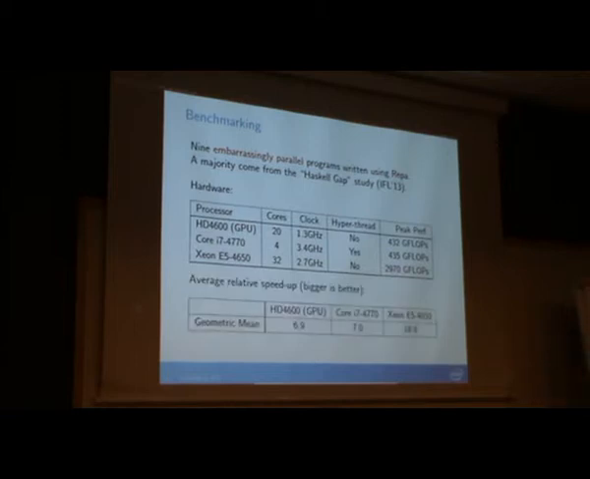So the result is actually pretty encouraging. You can look at the paper for more details. We actually give a fairly detailed analysis in the paper, but here is just a summary. Average relative speed up compared to a single-threaded, single-core program running on Core i7. The average speed up from the GPU is 6.9. On the CPU is 7.0. They're fairly close if you look at peak performance. It's actually to be expected.